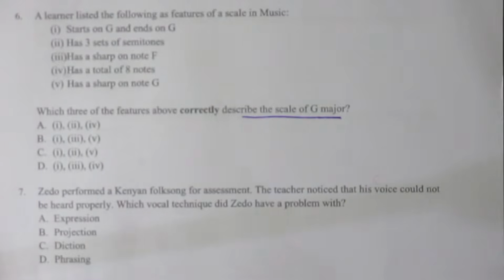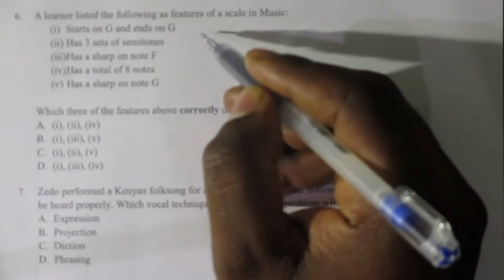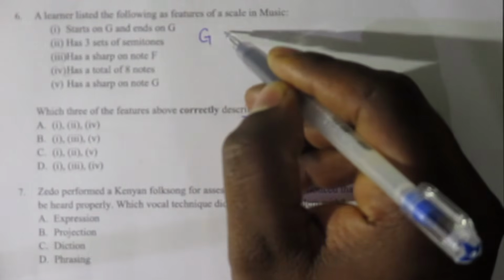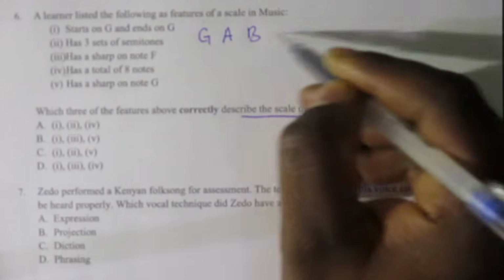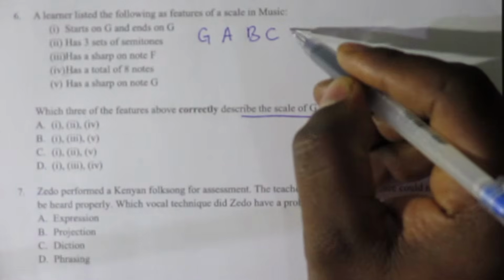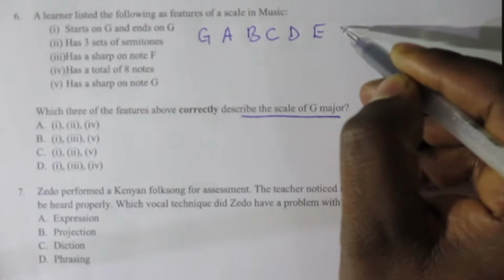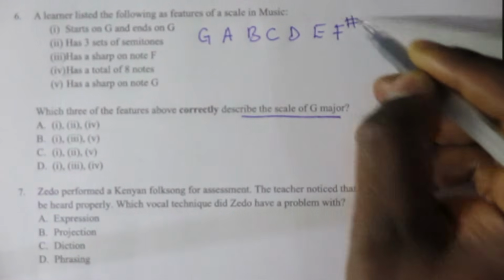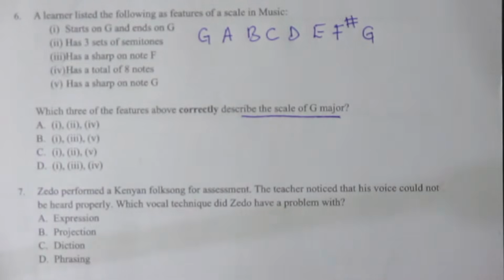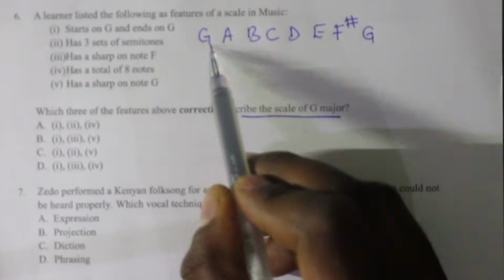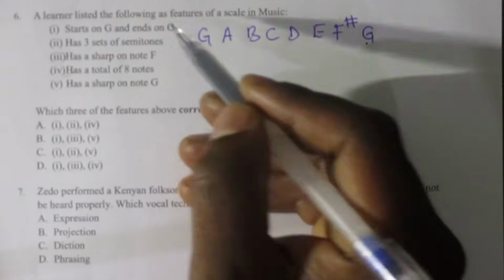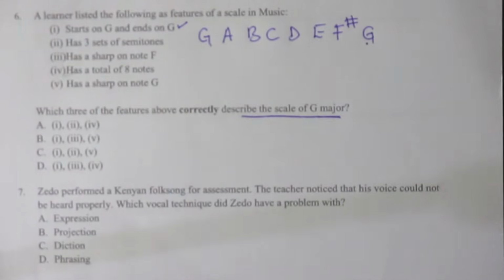So our question is on the scale of G major. Now the scale of G major starts on G. Here's A, B, C, D, E, F sharp, and the tonic G. Now, the scale starts on G and ends on G. That is correct for a scale of G major.